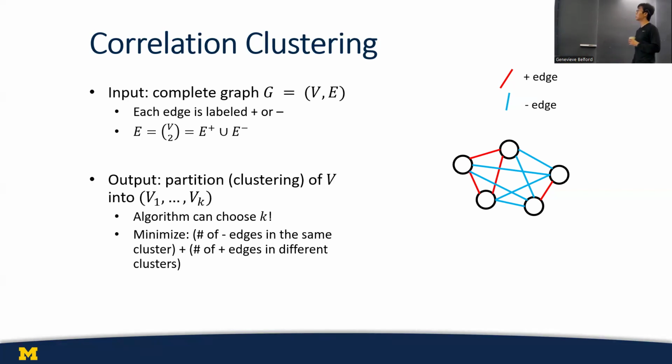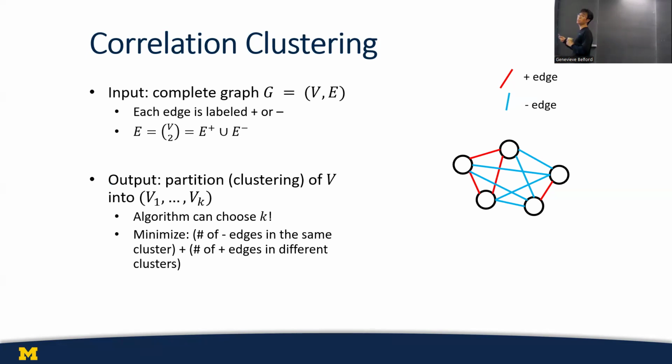Here, my goal is to partition the vertex set V into clusters V1 through Vk. One noticeable part is that k is not part of the input, so the algorithm can choose whatever k it wants. k can be 1, k can be n. That's a cool thing about this problem.